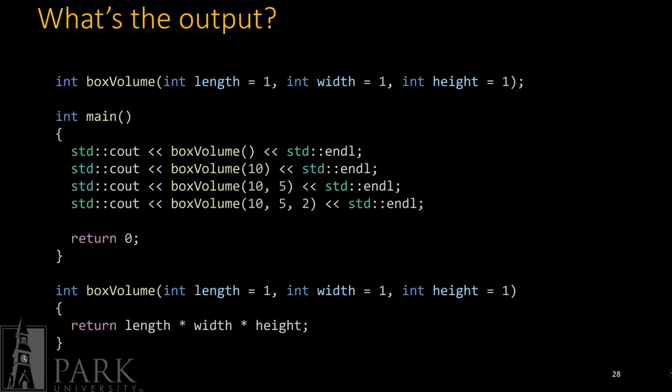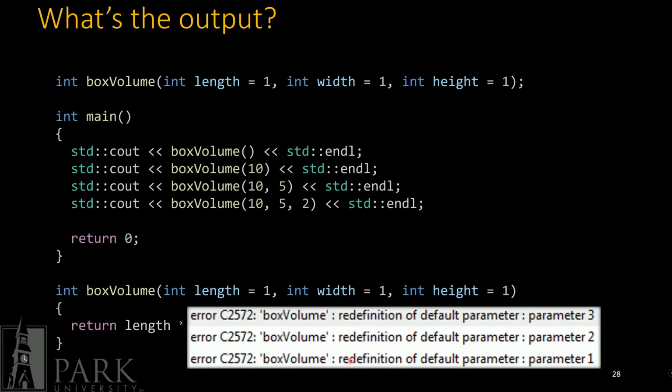Be aware that default values should only be specified once in a function declaration. If you repeat them in a function definition, as we've done here, right, you can see we've got defaults listed here, and we've got defaults listed here, right? It will not compile, and it's going to give you this error right here. So you've redefined the default parameters.